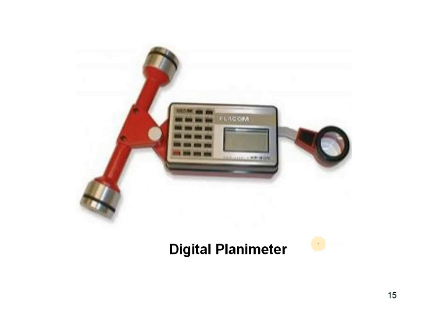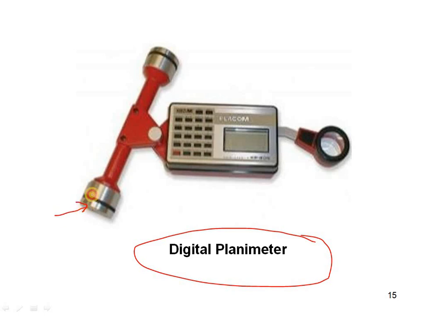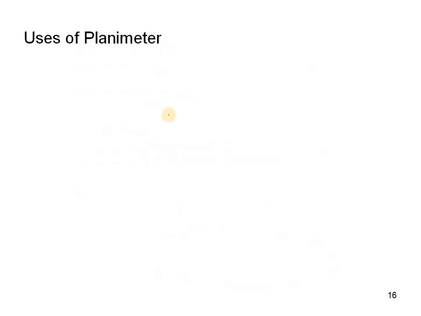So we can observe here with this one we can measure. This is called a digital planimeter, another one. This is the weight rod. Here this is the mirror. This is the digital LED reading. These are the buttons for the measurement calculations.